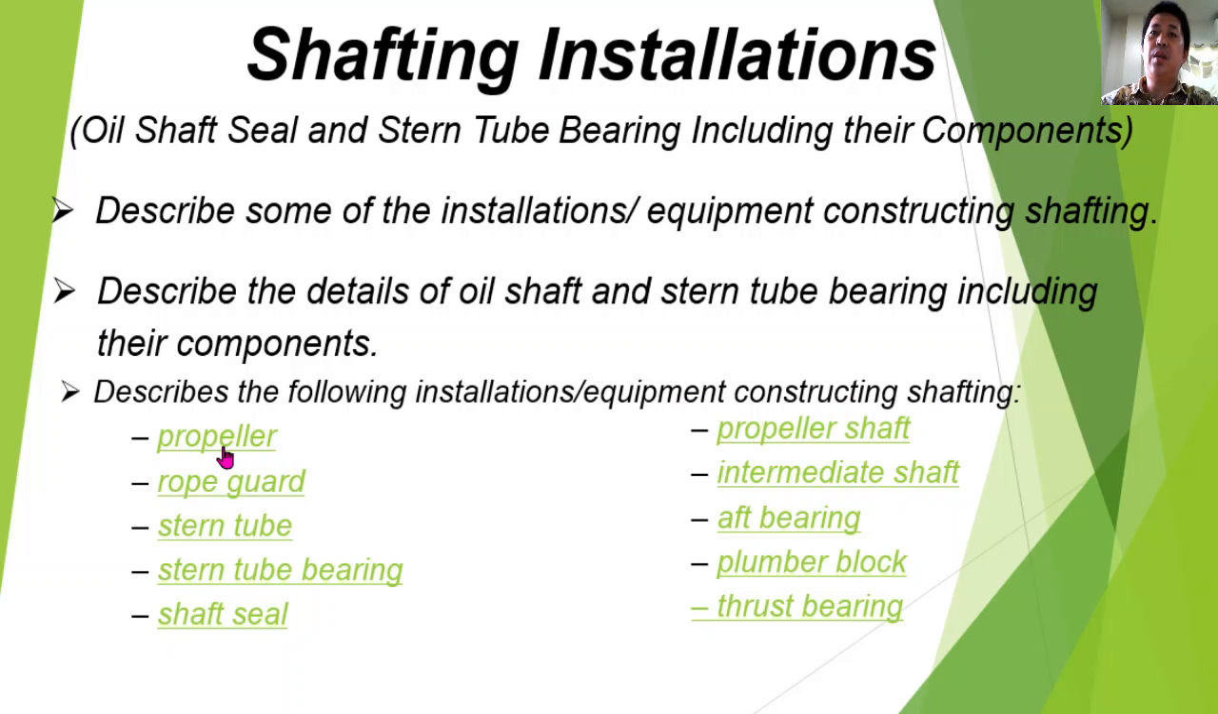So we have the propeller, the rope guard, stern tube. We have the stern tube bearing, shaft seal. We have the propeller shaft, intermediate shaft, plummer block, and thrust bearing. So all of this we will discuss.